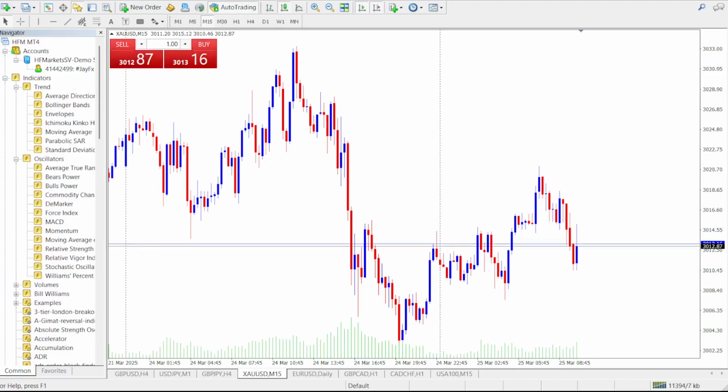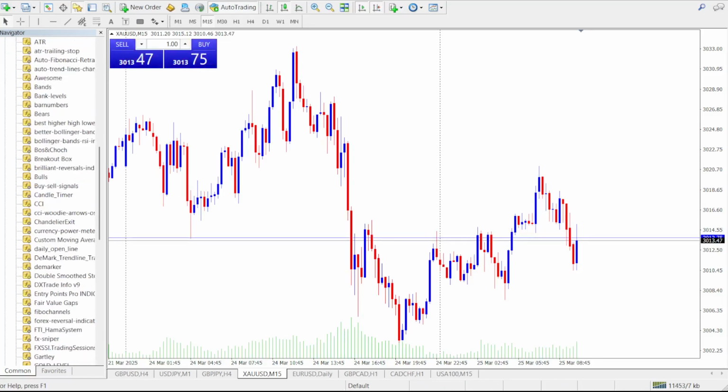In this video, we're just going to be discussing the Super Signal version 3 indicator, an indicator for MT4 that can help you identify bullish and bearish trends with precision. So stick around to learn how to use the Super Signal V3 indicator effectively. I'm going to be adding the indicator to the chart right now.